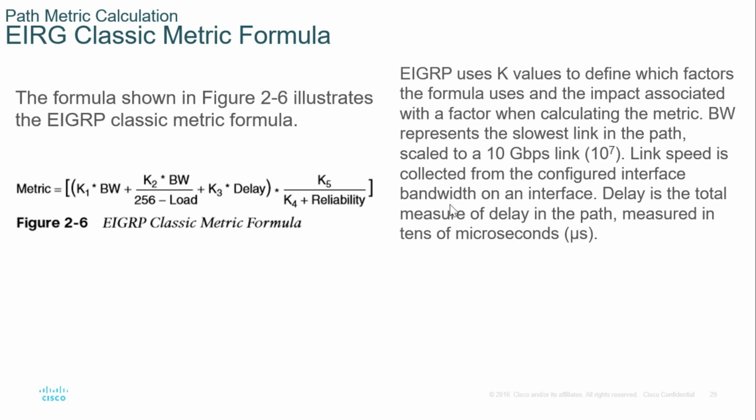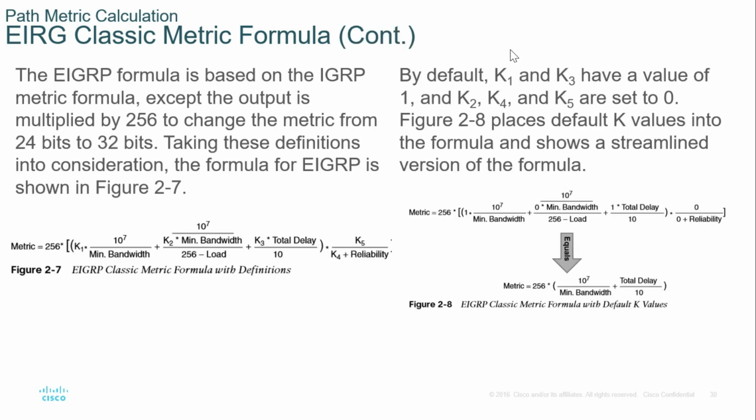The link speed is the default value when an interface is turned on. We can check that with show interface. Delay is the total measure of delay in the path, meaning throughout the path, and it is measured in tens of microseconds. Like I said, by default K1 and K3 have a value of 1. K1 and K3 are bandwidth and delay, and K2, K4 and K5 are set to 0.